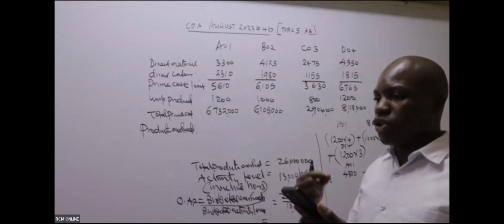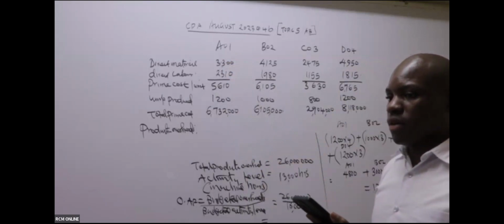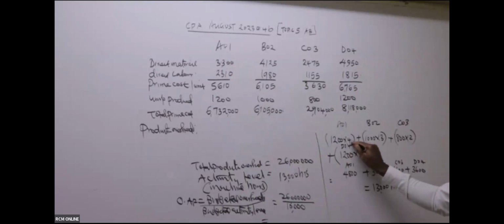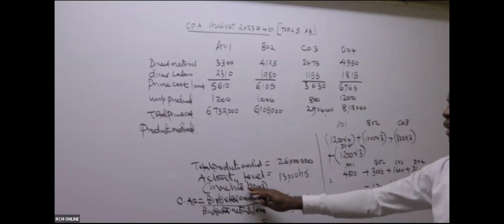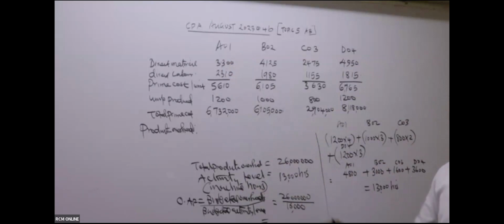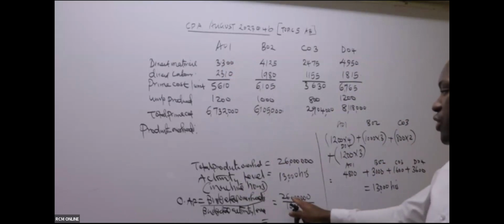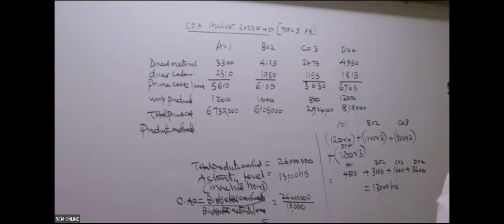Are you able to see the number below 1,200? Yes, so that's what we have here. Now that our activity level is machine hours, let's go ahead and get the overhead absorption rate. Take 26 million divided by 13,000.